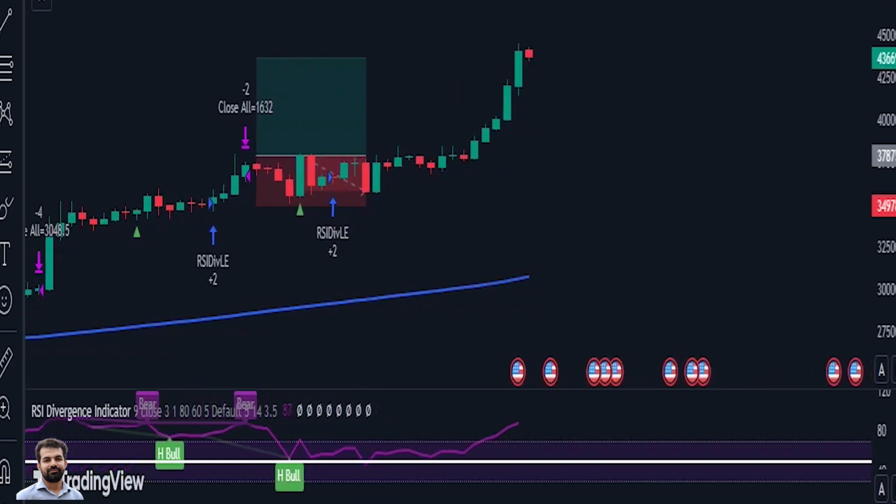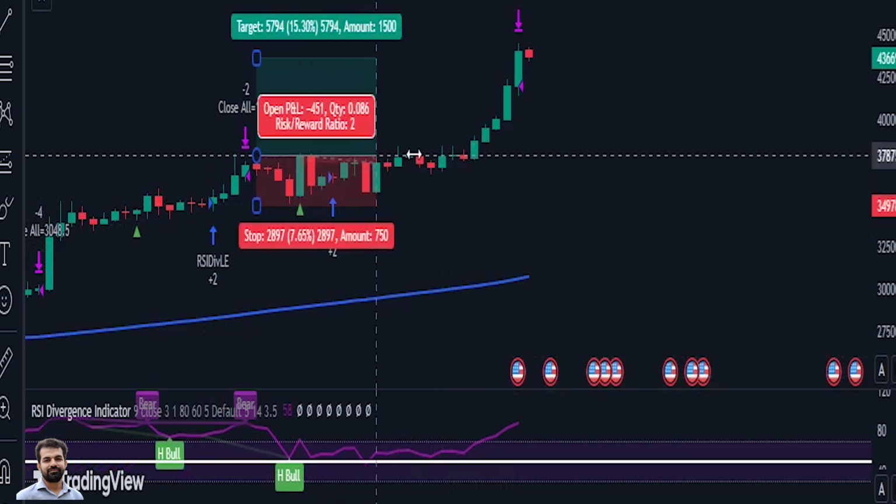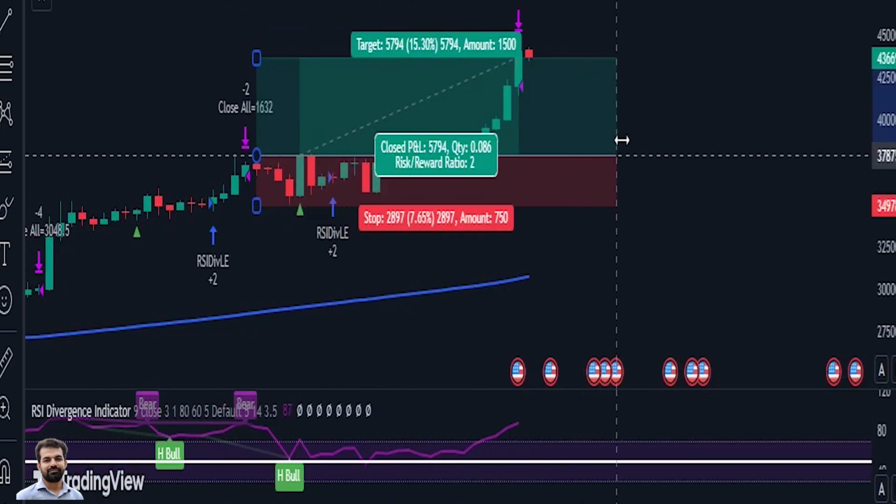So traders, we have just explored a powerful trading strategy that works great because it follows the trend.